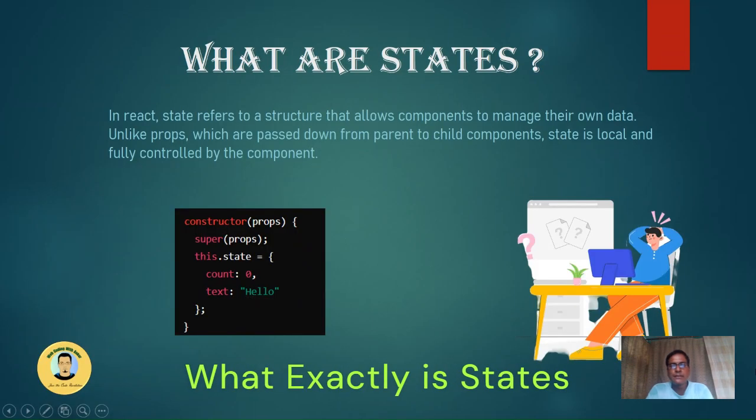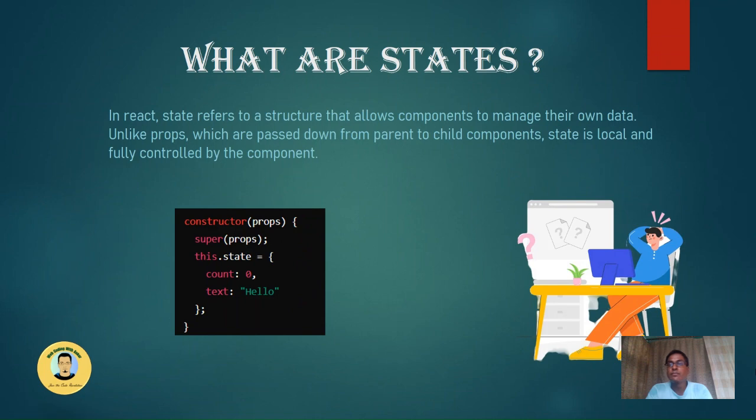So what exactly is state? In React, state refers to a built-in object that allows components to keep track of changes and manage their own data. Unlike props, which are read-only and passed down from parent to child component, state is local to the component and can be changed. I'll share a screenshot.